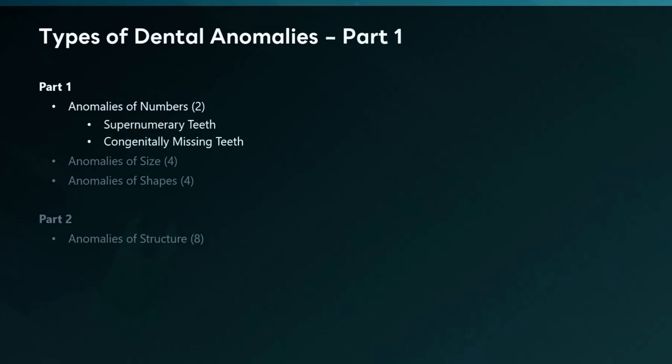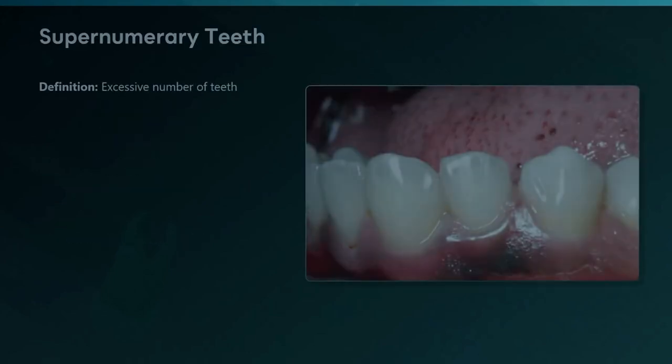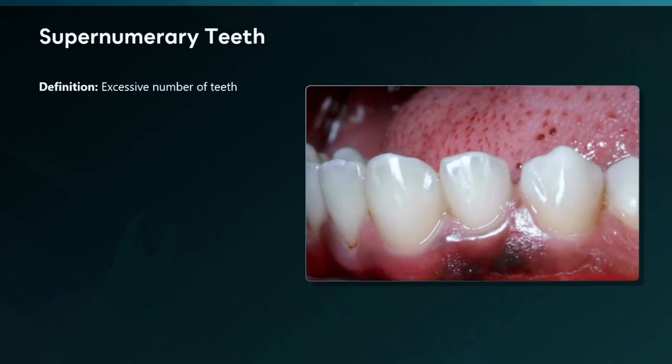The first type is supernumerary teeth, which means having more teeth than normal, and congenitally missing teeth, which is when you have fewer teeth than you're supposed to. So supernumerary teeth, as we said, is when you have more teeth in the mouth present than normal. They're kind of like the dental equivalent of unexpected guests at a dinner party. They're not on the guest list, but they somehow show up anyway. So we can see in this picture that there's an additional tooth between the canine and the first premolar here.